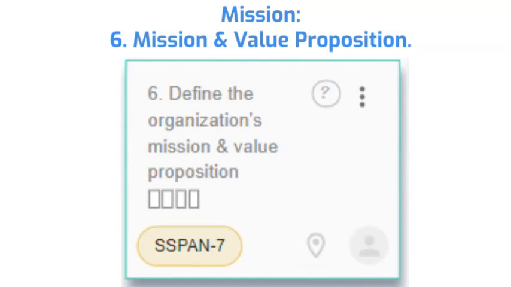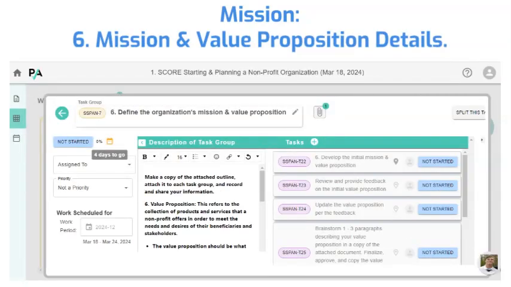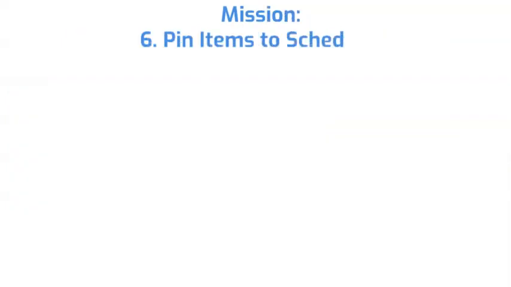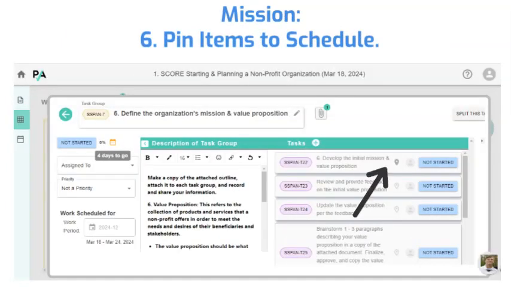Double-tap the task group to view the details and the 4 preloaded tasks. Review the preloaded description and tasks. Edit and add to tailor it for your needs. Assign the task group. Status is determined by the status of the tasks. To schedule a task group, pin a task, or change task status to In Progress.